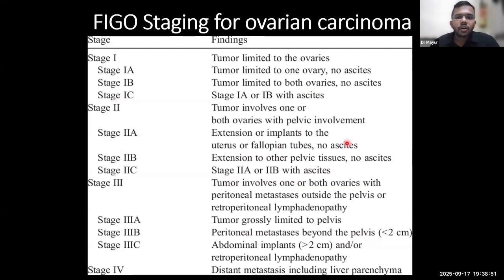The FIGO staging of ovarian tumors. It looks complicated, but an easy way to remember this is: stage 1 is limited to the ovaries. Stage 2, the disease is limited to the pelvis below the pelvic brim. Stage 3 is disease beyond the pelvic brim, or there is retroperitoneal lymphadenopathy. And stage 4 is distant metastasis.